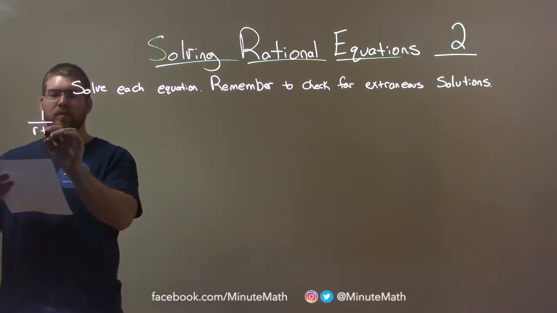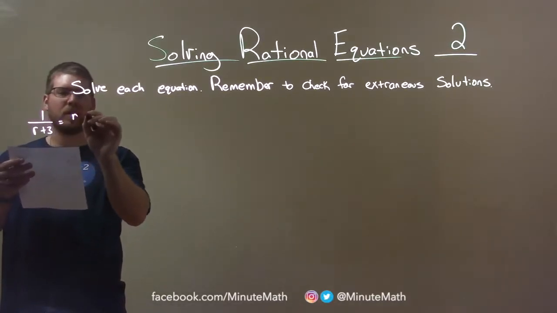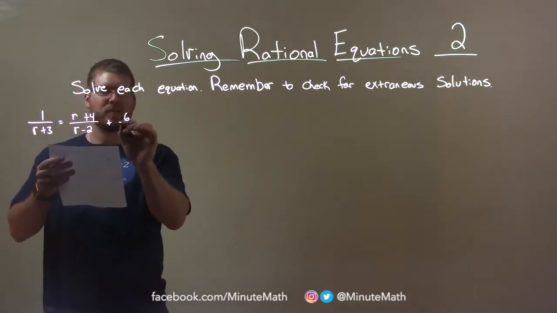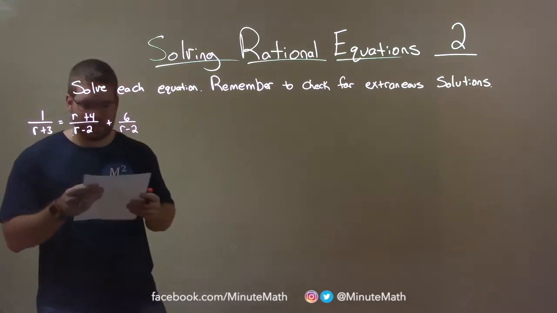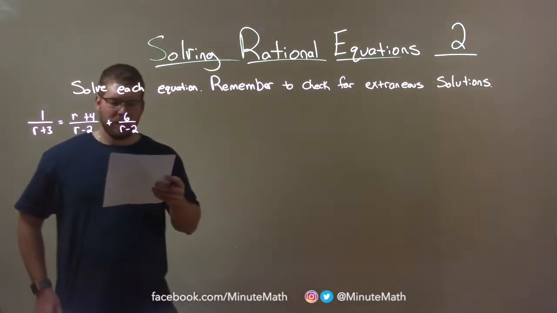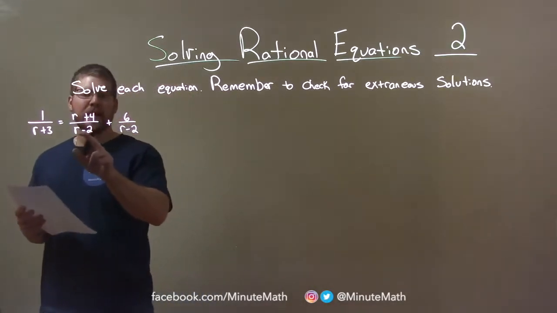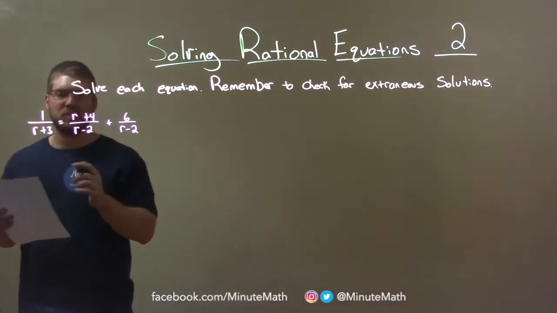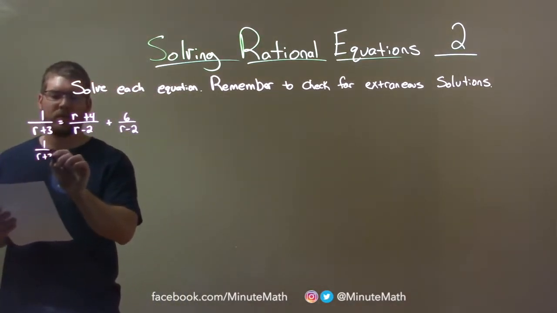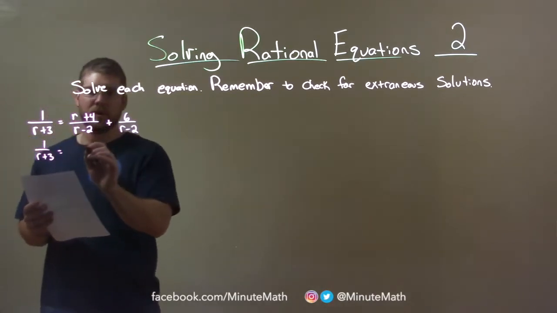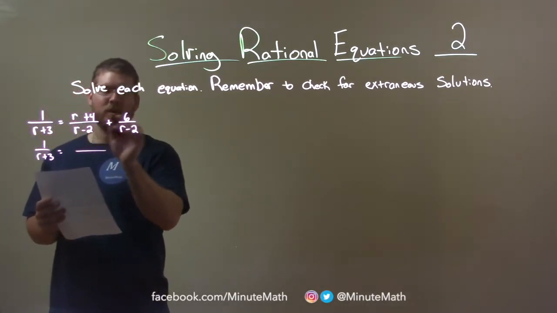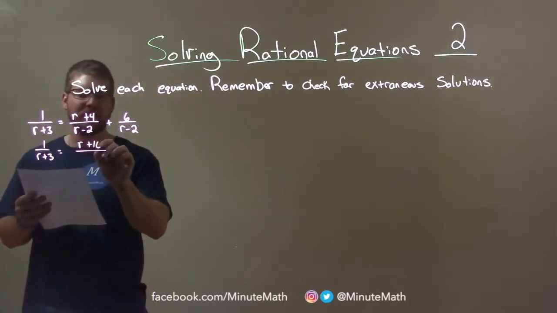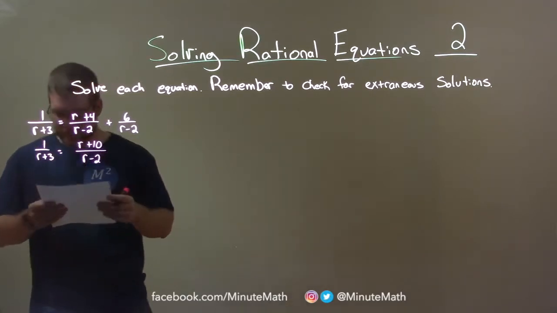1 over r plus 3 is equal to r plus 4 over r minus 2 plus 6 over r minus 2. Okay? Now one thing I want to do here, I see the right-hand side has the same denominator already, so I want to combine that together into one fraction. So we have 1 over r plus 3 equals, well, we add the numerators, right? r plus 4 plus 6 is just r plus 10. We have r plus 10 here, and the denominator r minus 2.